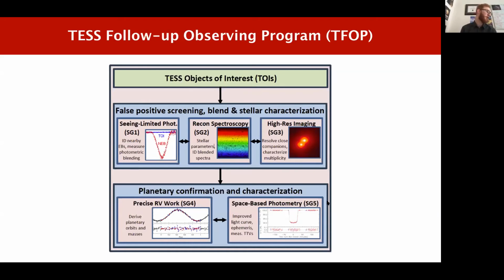And then there's also this last step, SG5, to obtain space-based photometry, that typically just gets ignored because of the limited space-based resources. So it's really these first four steps, SG1, 2, 3, and 4, that are the most common, and what we typically use to confirm TESS planet candidates, and basically what we did for 1235, as you'll see.